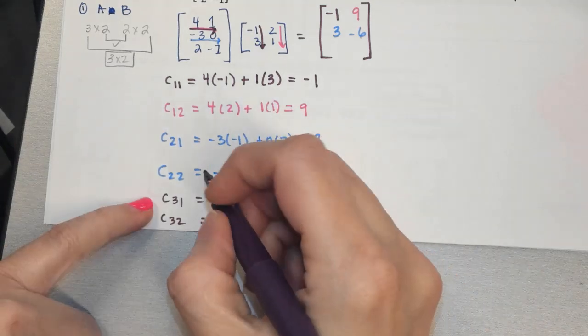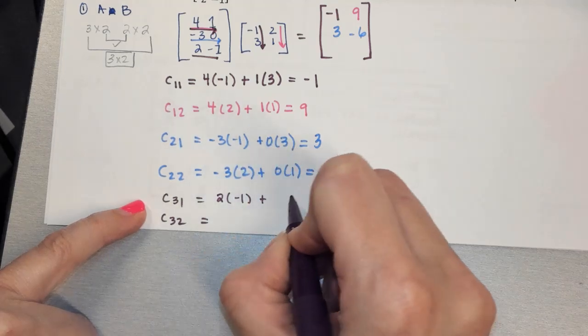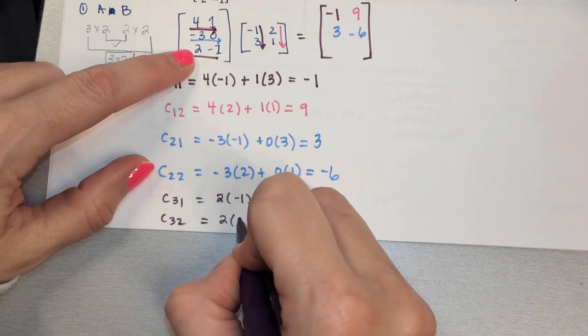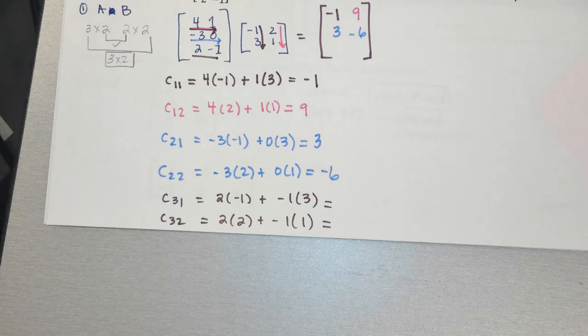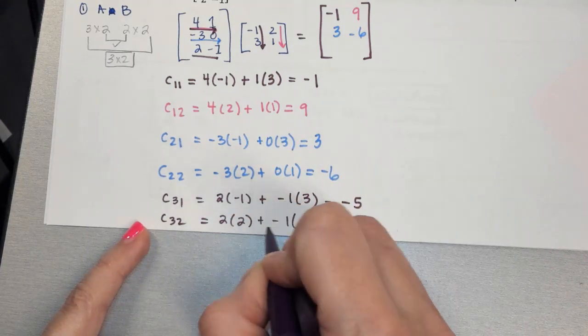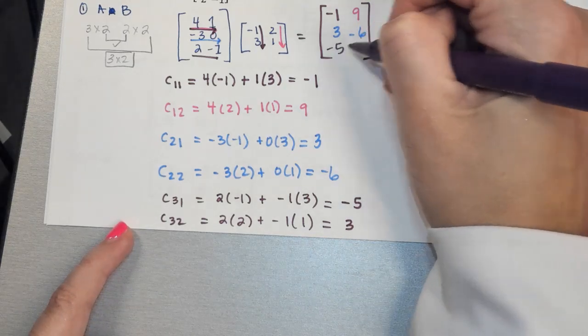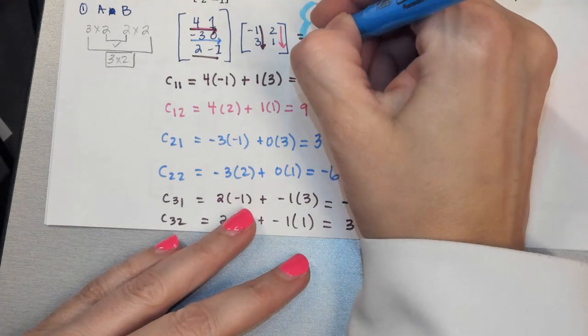Okay, so for the last one, we're going to do 2 times -1 plus -1 times 3. And then we do 2 times 2 plus -1 times 1. How's that going? All right, so -2 minus 3 is -5. 4 minus 1 is 3. So you should have -5 and 3. And then that's your final answer. Okay, this is the product.